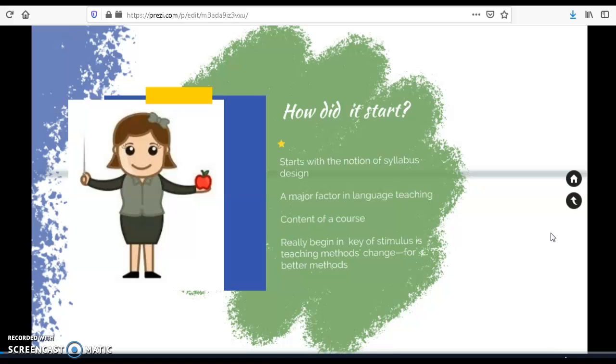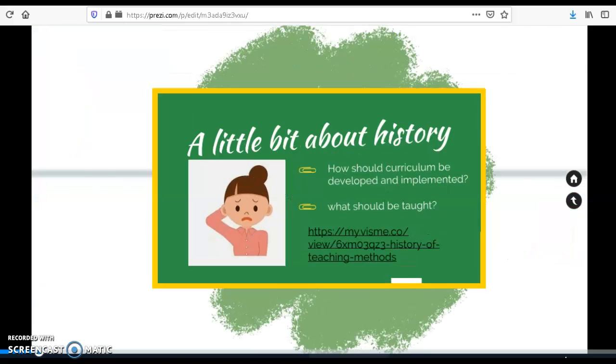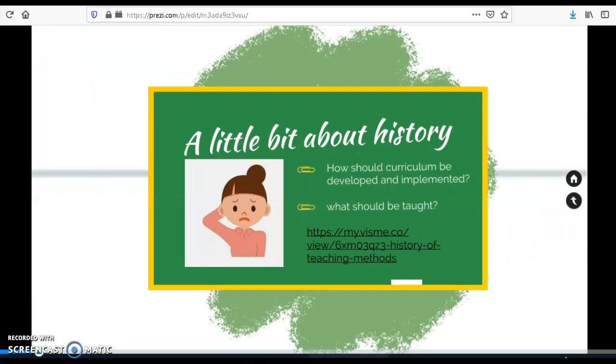It starts with the definition of syllabus. This is a major factor in language teaching and is focused on the content of a course, really beginning a key of stimulus. The teaching methods change for better methods. However, how should curriculum be developed and implemented?